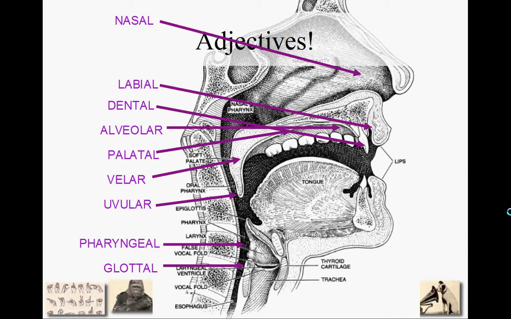Okay, and so we have all these anatomical terms, and they all correspond to adjectives. So I can say that something is a nasal sound, a labial sound, a dental sound, an alveolar sound, etc. So these are all important terms to know. They're talked about a little bit more in the Harley article that is required reading for today. But just so you know, these are all sort of fair game terms.